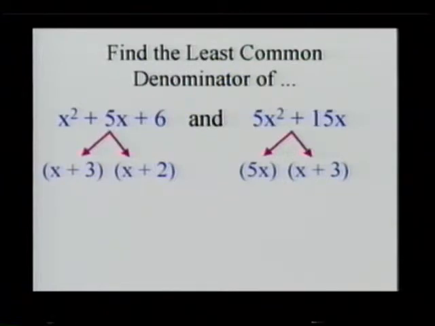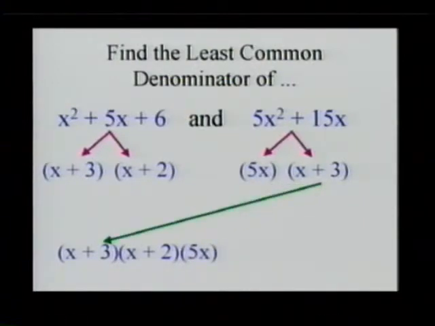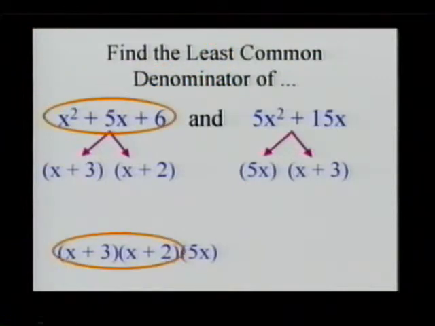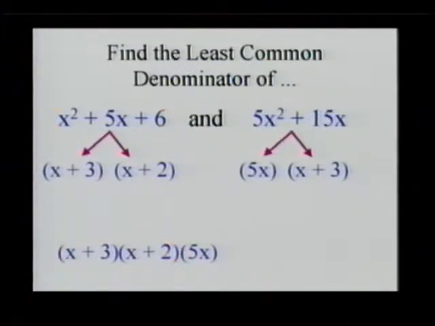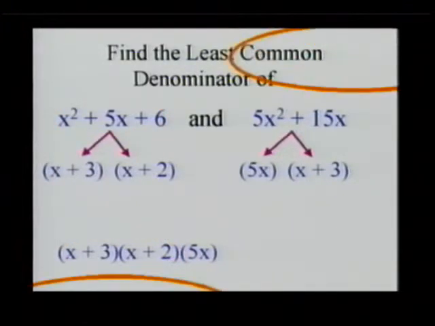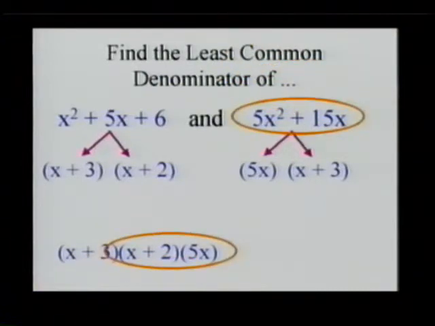I'm playing the same game, aren't I? Okay, now I just got to cover everybody. Let's see, I need an x plus 3 and an x plus 2. Okay, and that covers the first number. And I need a 5x. Do I need another x plus 3? No, I don't in this case because I already have one, so I'm covered there. And that would be, if we needed one, the least common denominator of the two. I see that everything in x squared plus 5x plus 6 is there. And I'm looking to see that everything in 5x squared plus 15x is there. And there it is. Okay?